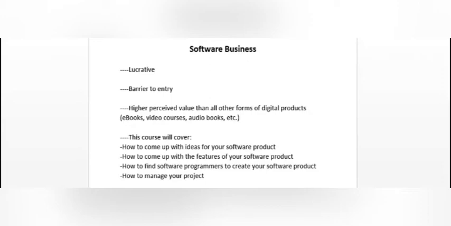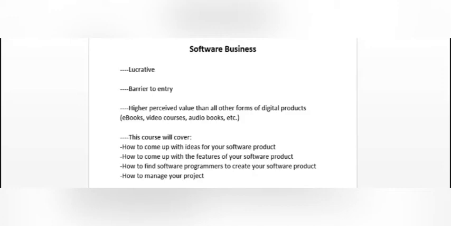If you create a software product, you're not going to have much competition compared to other forms of products. For example, if you write a how-to book on a certain topic, you're going to have lots of competition for that book. There's going to be lots of other people writing something on a similar topic. Okay.